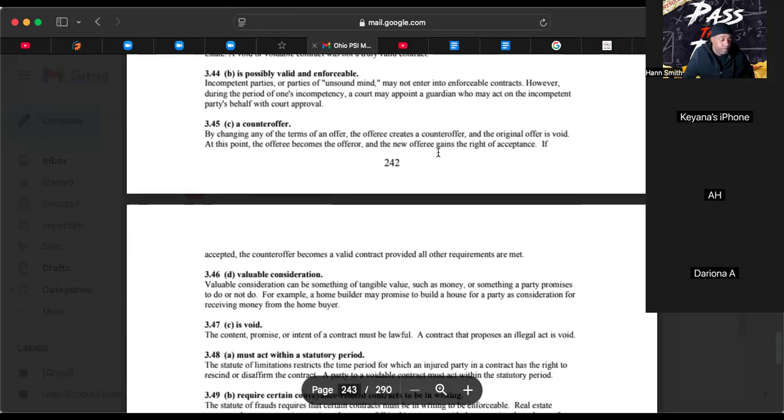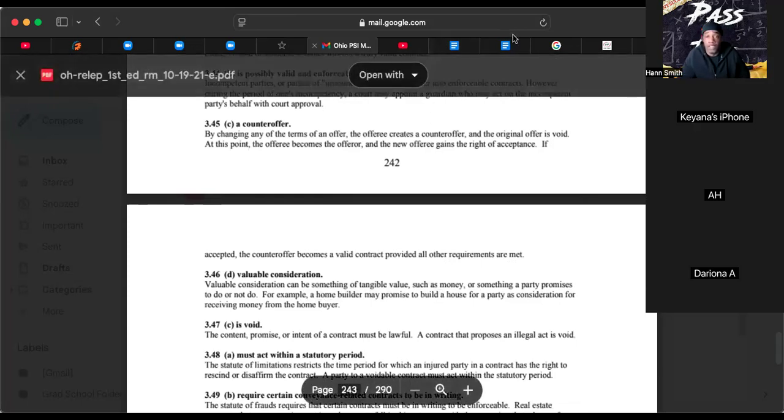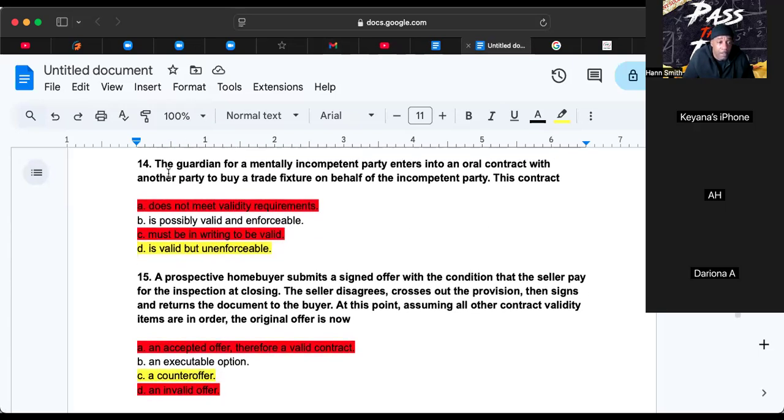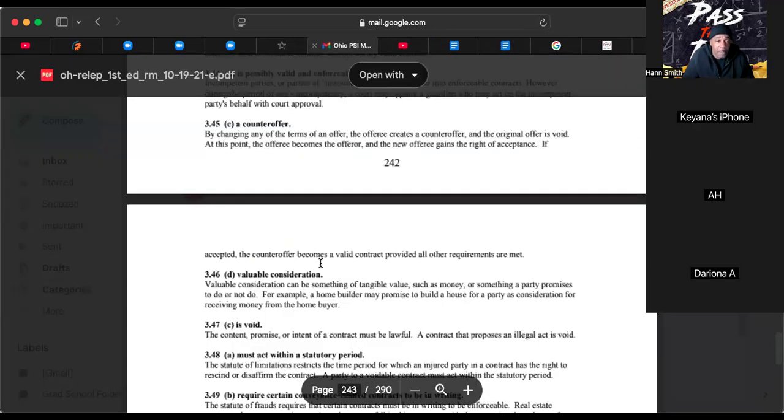All right, it says is possibly valid and enforceable. That was 44. All right, so let's see what the question of 14 is. The guardian for a mentally incompetent party enters into an oral contract with another party to buy a trade fixture on behalf of the incompetent party. This contract is possibly valid and enforceable. Now this might be the one that I put is valid but unenforceable. Let's see why.